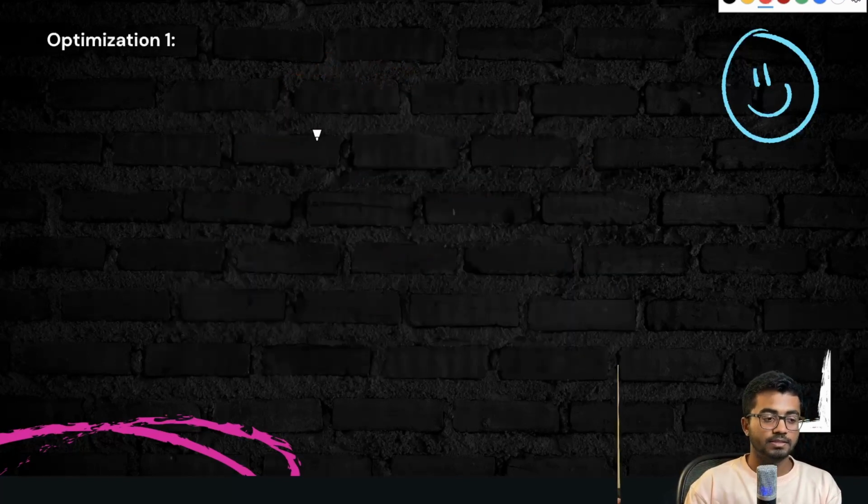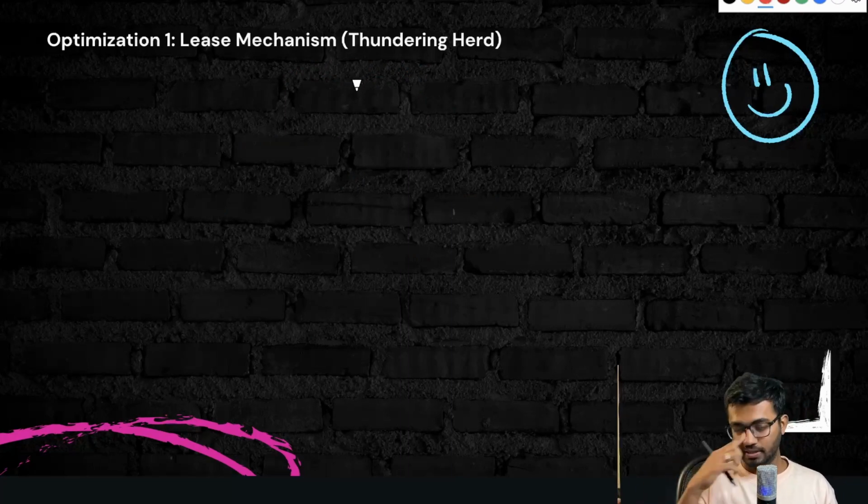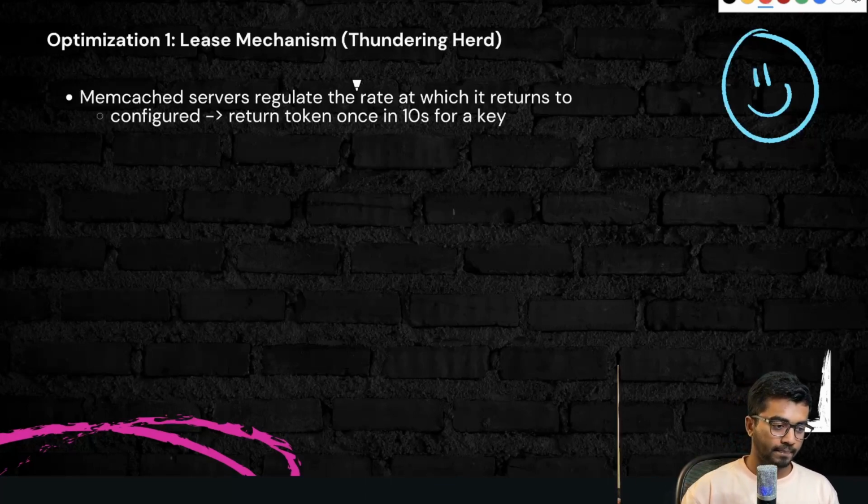Okay, let's move forward to optimization 1, in this case handling the thundering herd problem. The thundering herd problem is that there are a lot of writes and a lot of reads, and that leads to removal of data before being used by the read clients, right?